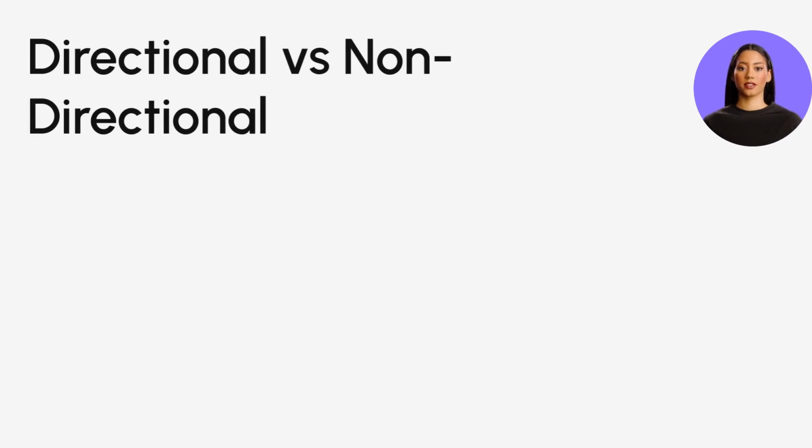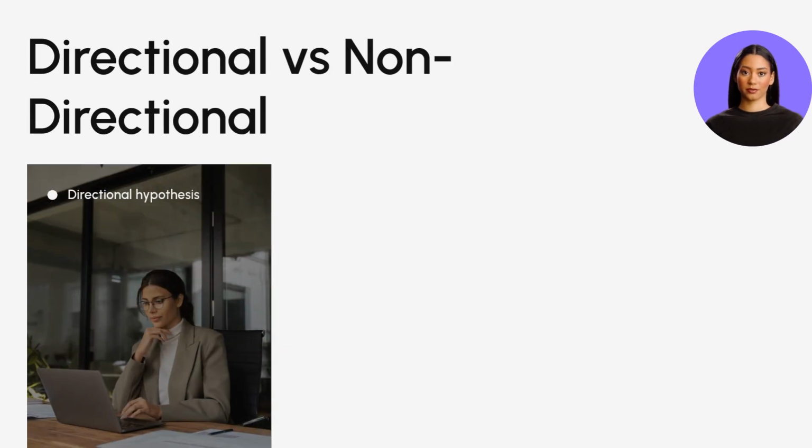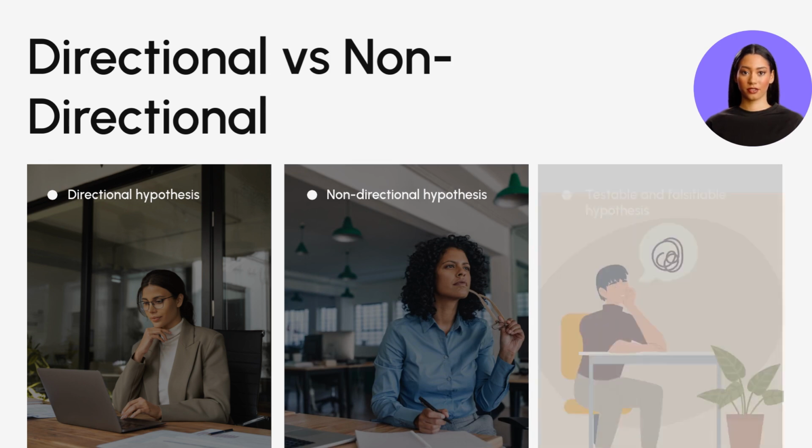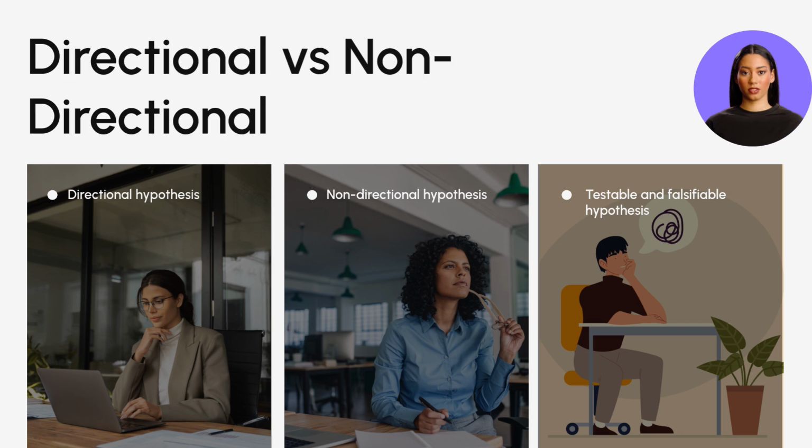Decide whether your hypothesis is directional or non-directional. A directional hypothesis predicts a specific direction of effect. A non-directional hypothesis predicts a relationship exists without specifying the direction. Write a clear statement articulating the expected relationship between variables. Ensure the hypothesis is testable and falsifiable.